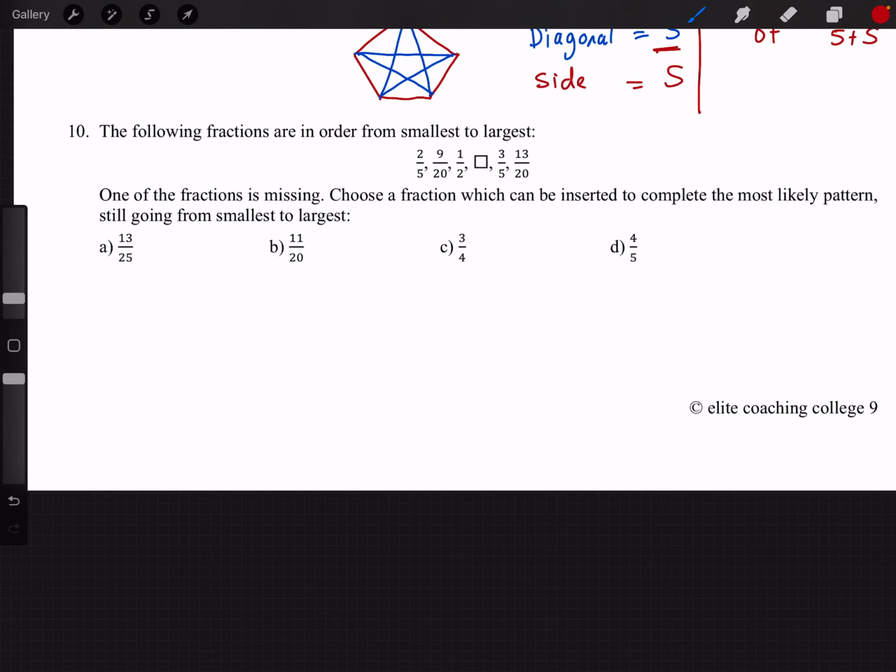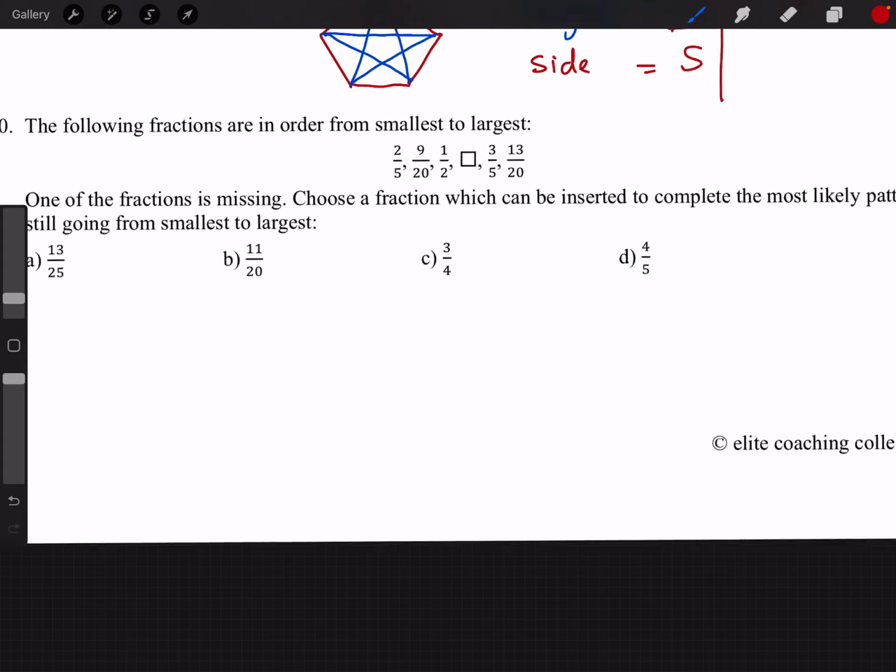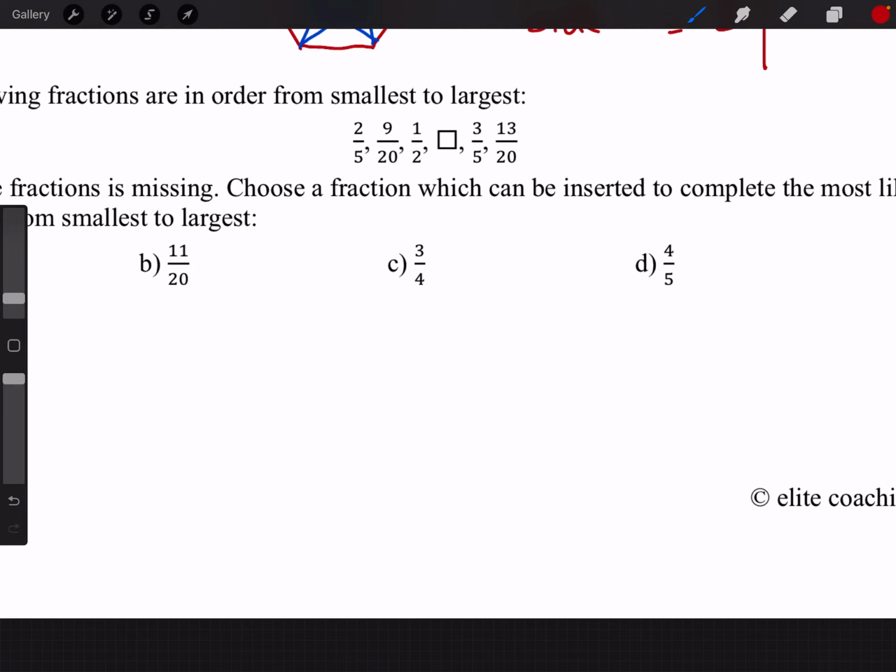The following fractions are in order from smallest to largest. One of the fractions is missing. So you have to find the pattern and find out what the missing fraction is. Now they all look very weird. They don't look like they have a pattern. So what we have to do is make the bottom number the same and see if there's a pattern. What can we make it into? We can make them all into 20, because the lowest common multiple of all of these is 20.